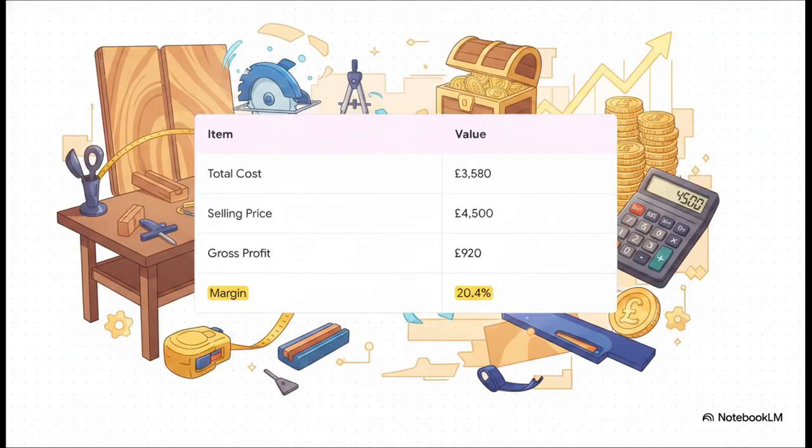Bringing it back to our custom furniture job from earlier, we had a total job cost of £3,580. Let's say we agree on a selling price of £4,500 with the client. Subtracting our cost from our selling price, we secure a really healthy gross profit of £920. Divide that £920 profit by the £4,500 selling price, multiplied by 100, and we've got a solid 20.4% gross profit margin on this bespoke order.